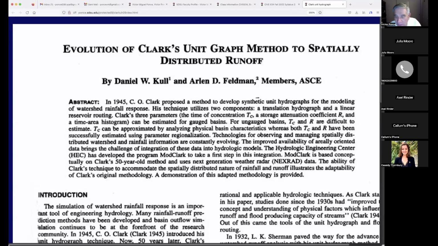Technologies for observing and managing spatially distributed watershed and rainfall information are constantly evolving. That is the truth. Why? Because it was at about that time that GIS was coming of age. The first time I heard about GIS, Geographic Information Systems, was in 1987 when I went to Maryland. There was a conference in Maryland, and some guy out there, I don't remember who he was, said, Ponce, we're looking at GIS. I said, what? I never heard of GIS, 1987.